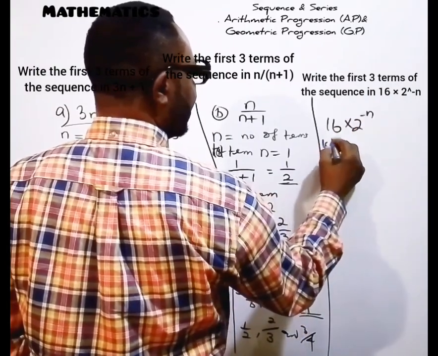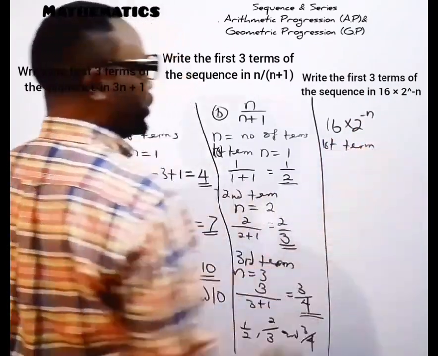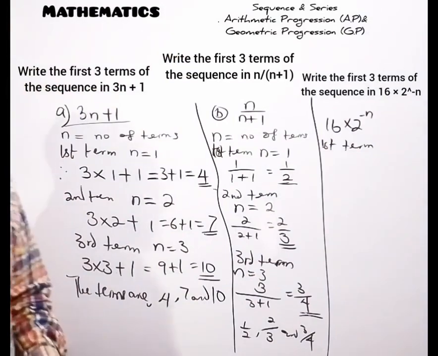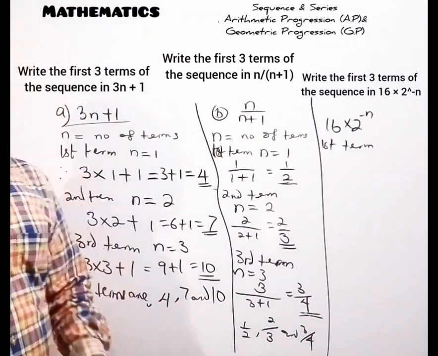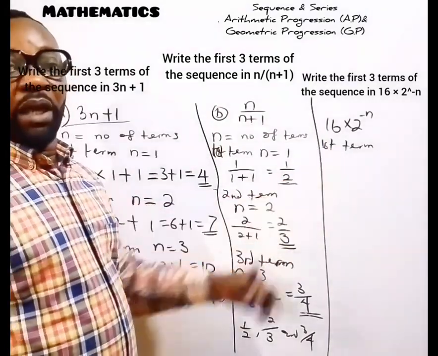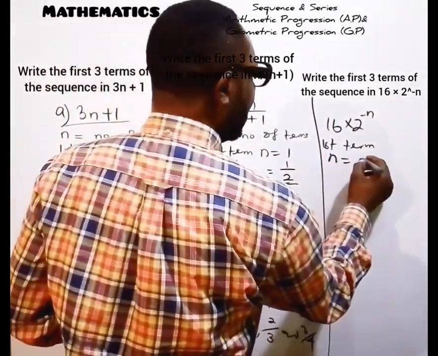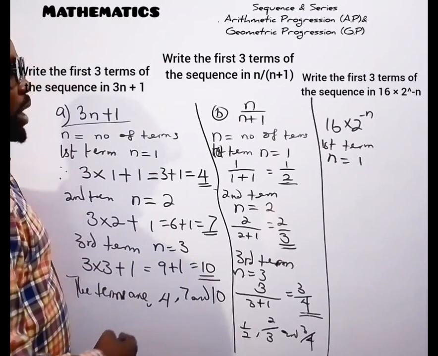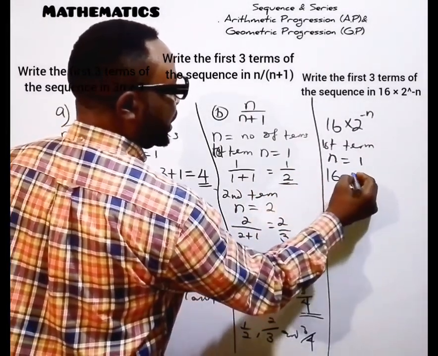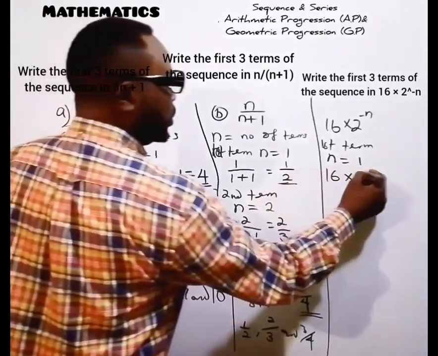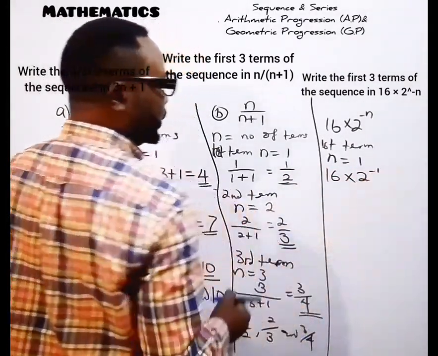For the first term, don't forget, whenever you see n, that is the term you are going to put there, where we know that n is the number of terms. So in the first term, n will be equal to 1. When n is equal to 1, the expression becomes 16 multiplied by 2 raised to the power of minus 1.